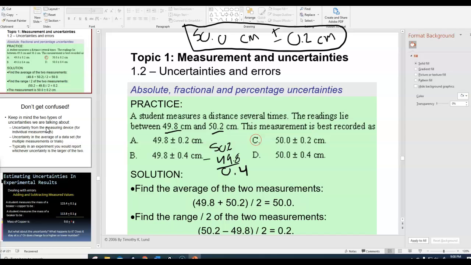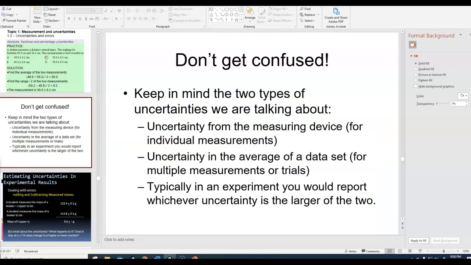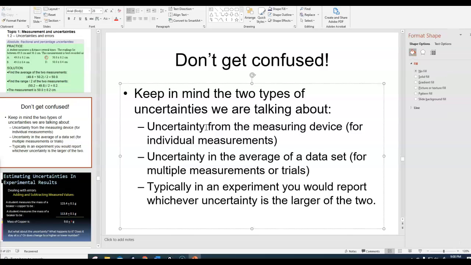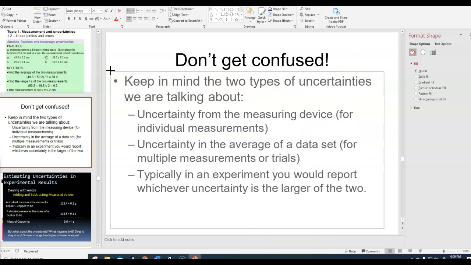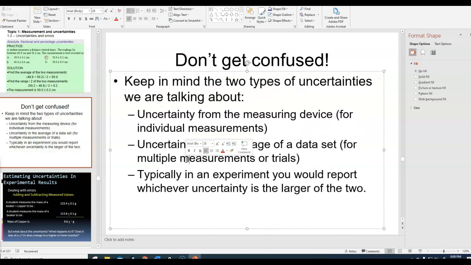And this is how you would record the average value using the half-range method. All right, and just to clarify, we've talked about two types of uncertainties. We talked about uncertainties from individual measuring devices for individual measurements, and what we just now talked about was the uncertainty in the average of a data set for multiple measurements or multiple trials.